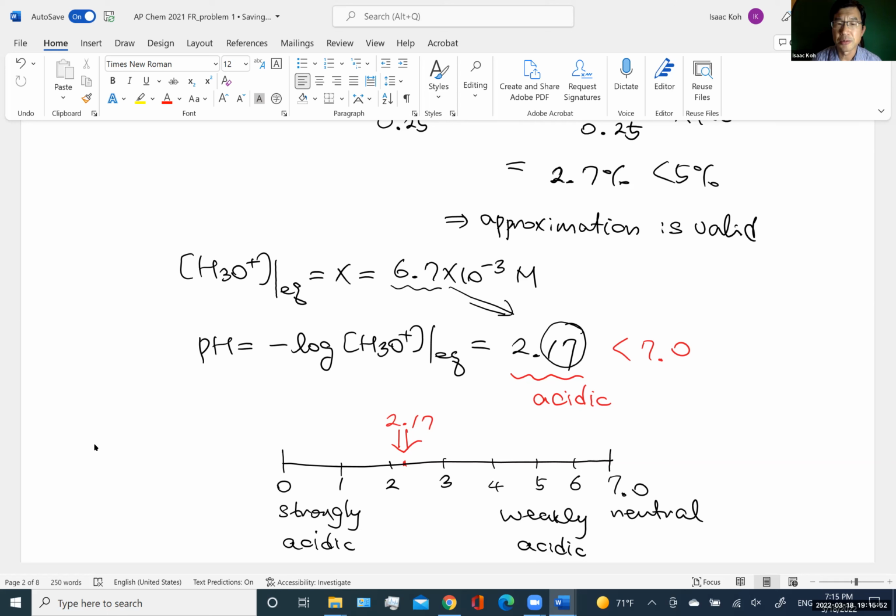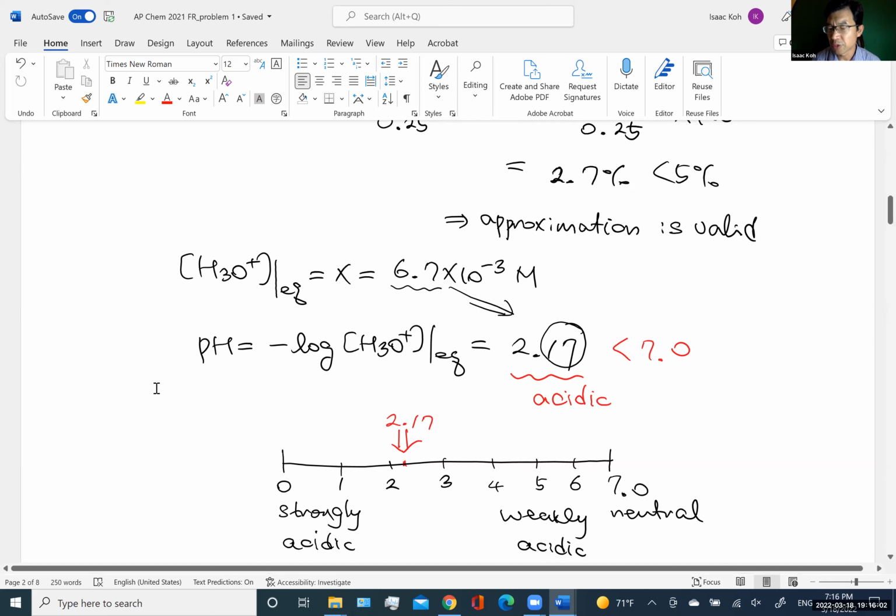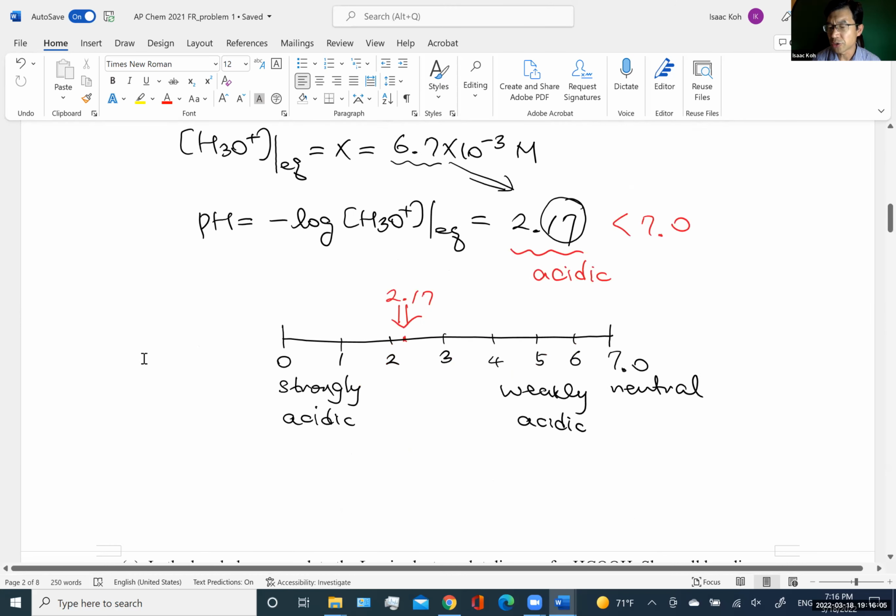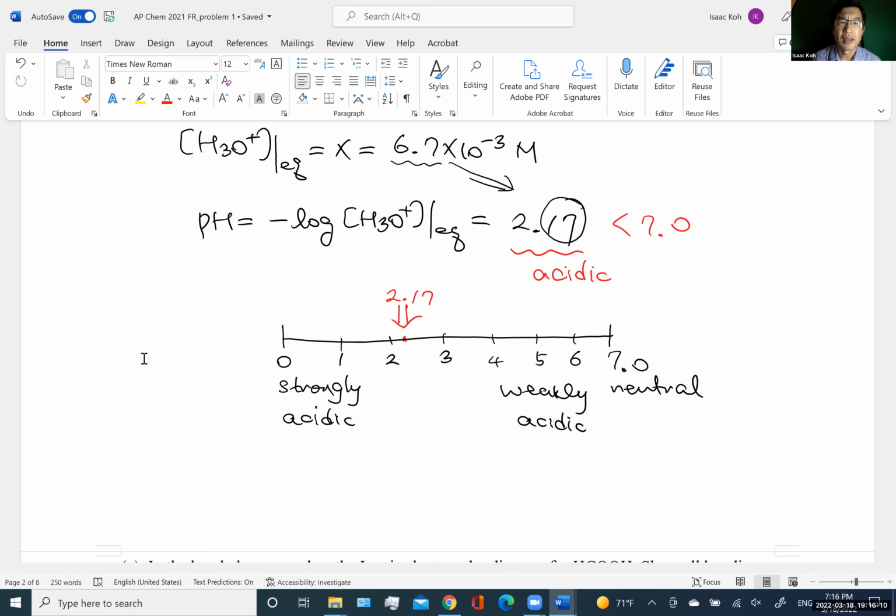Now let's see what the meaning of 2.17 is. We know that for neutral water, a neutral solution, the pH is 7.0, and the pH has a range from 0 to 14, usually in the range that we are interested in. From 0 to 7, that's the acidic region, and the current pH is 2.17. When the value is close to 0, like 0, 1, 2, we call the solution strongly acidic. When the pH is close to 7, pH 4, 5, 6, we say it is weakly acidic. Currently 2.17 is close to the strongly acidic solution.